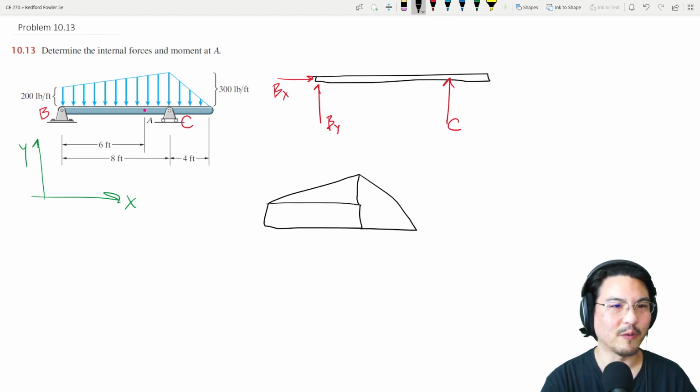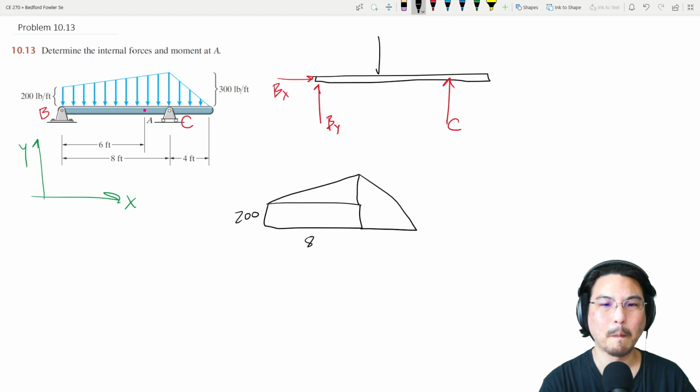Okay, so for the rectangle, let's see, it's 200 pounds per foot over here, 8 feet. So the area of the rectangle is 1600. So that's the magnitude of the force. And the location is at the centroid of the rectangle, so 4 feet.